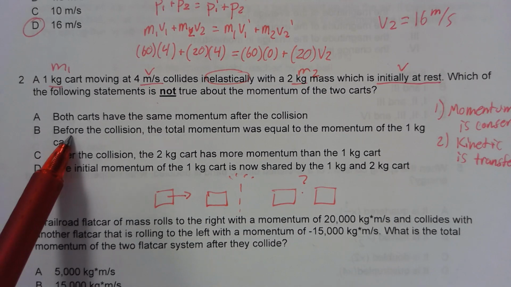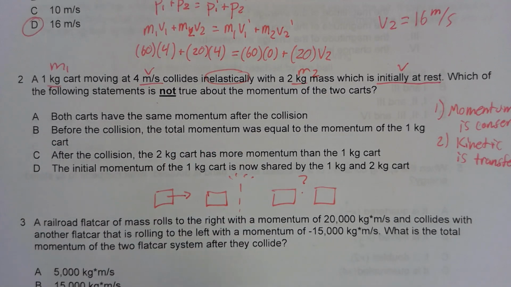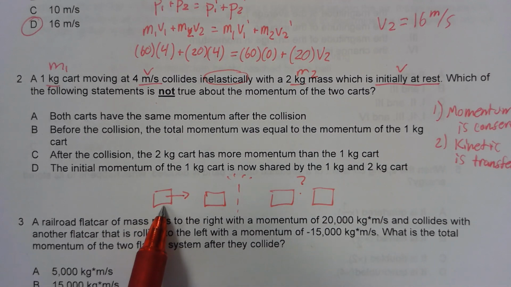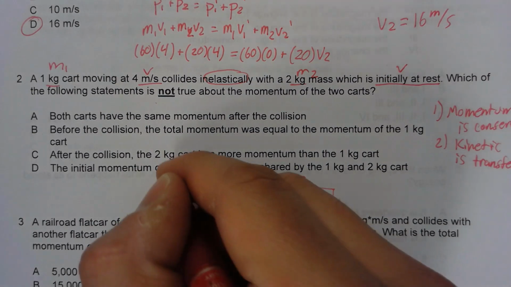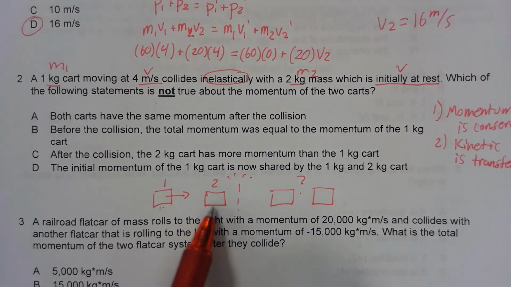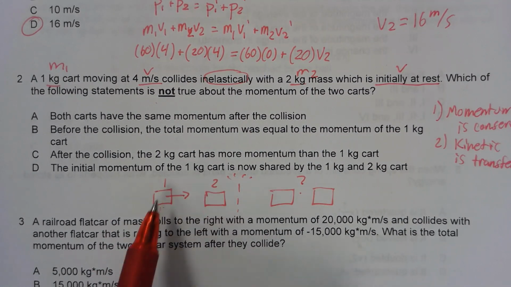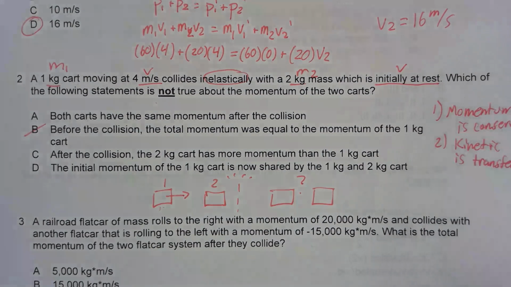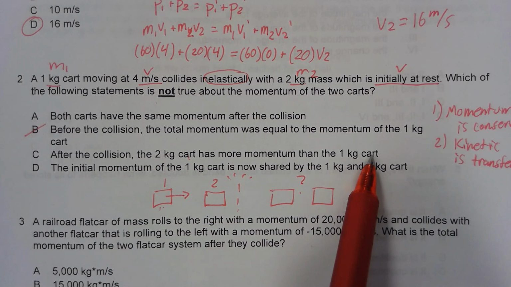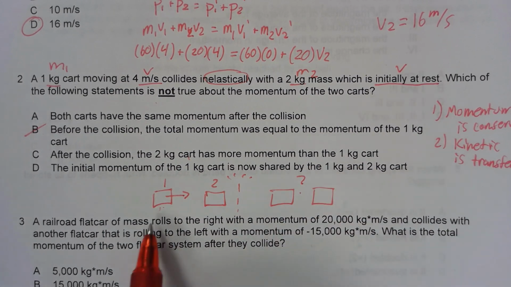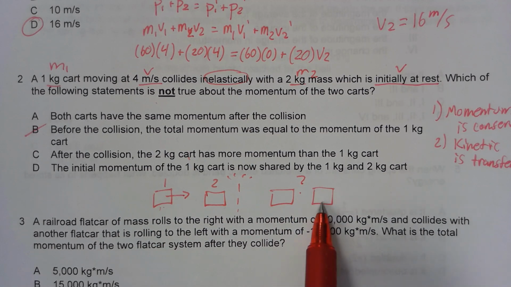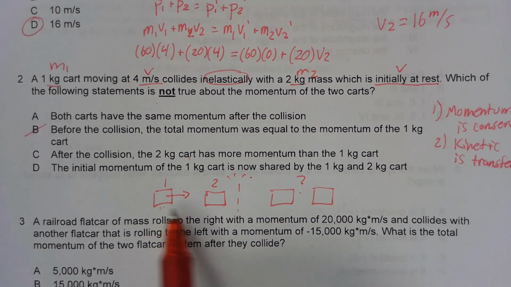Let's start with option B. Before the collision, the total momentum was equal to the momentum of the 1 kilogram cart. That's going to be true because this is the only cart that's moving. Cart 1 is the only cart that's moving. So the momentum here is 0, so all of the momentum in the system is in cart 1. After the collision, the 2 kilogram cart has more momentum than the 1 kilogram cart. Well, that can't be true because we're taking this 1 and we're splitting it into 2. So they both would have to have less than this cart started with.